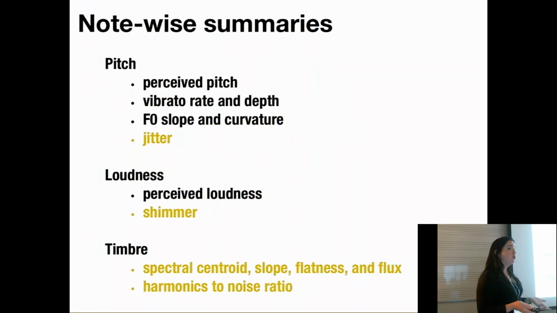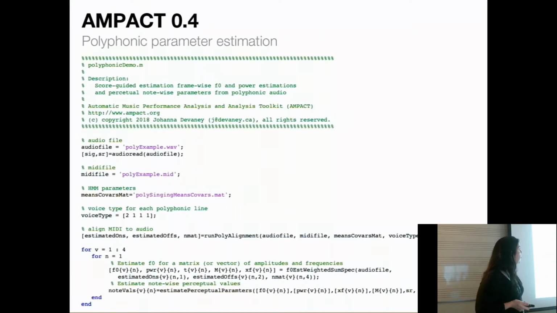So I would say that this is definitely the weakest part of the toolkit right now, and something where I'm really interested in collaborating with people who are working on timbre, so that I may be able to actually expand this in a way that would be really meaningful for people who are working on these problems. And so to run this, there's the polyphonic demo.m. It will take the audio file, the MIDI file, these means and covariances and the voice type, and it will run the polyphonic alignment function that we just saw a few slides ago.